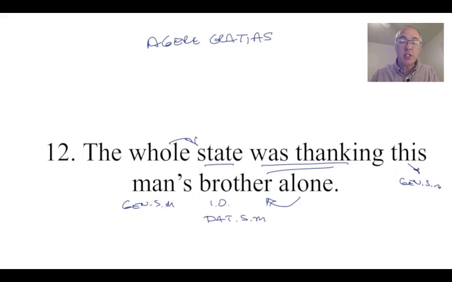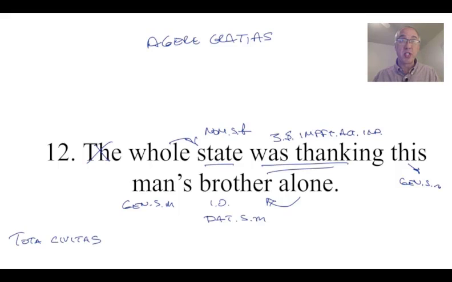So, state, nominative, singular feminine. So, the whole state was thanking, third person singular, imperfect, active indicative, this man's brother. So let's translate. The state, the whole, tota civitas, the whole state was thanking. I don't know how much room I'm going to need. I'm going to drop was thanking down to the next line. You know what? Let's just put it in the same order here for now. Gratias agebat, was giving thanks to the brother, the frater fratri, alone, soli.